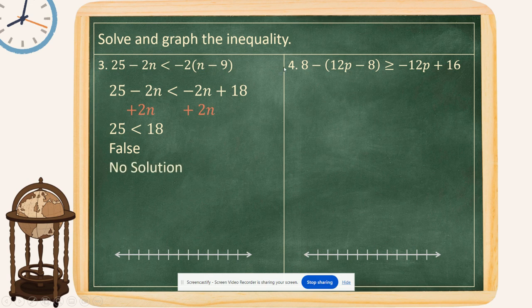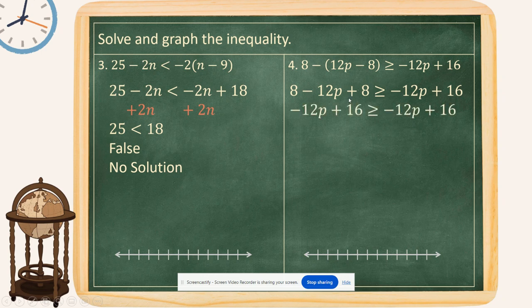Number 4, I have 8 minus (12p minus 8) is greater than or equal to negative 12p plus 16. I need to distribute this negative sign to everything inside the parentheses. I do that by imagining this is a negative 1 and distributing it to the contents within. So I have 8 minus 12p plus 8 is greater than or equal to negative 12p plus 16. I want to combine like terms on this side, so I take 8 plus 8. I have negative 12p plus 16 is greater than or equal to negative 12p plus 16.